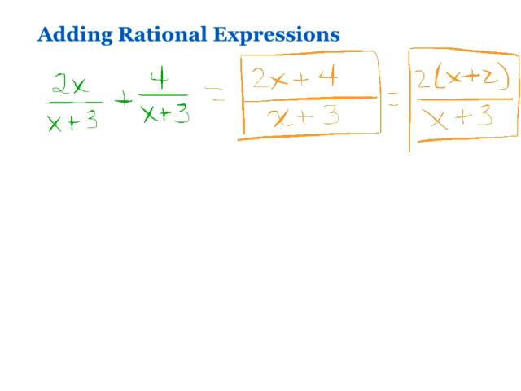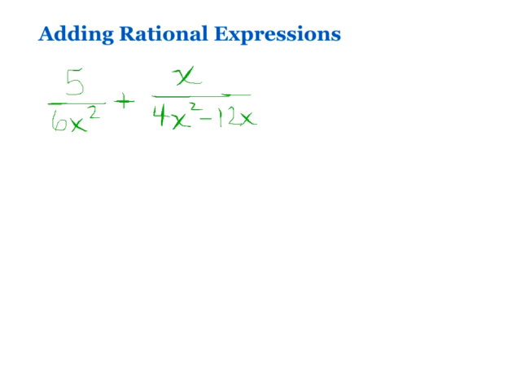Okay, so that's a pretty easy example because we already had common denominators in our fractions. But how about this one? Now we're looking at a problem where we have 5 over 6x squared plus x over 4x squared minus 12x. Now we have unlike denominators, and so our first step is going to have to be to get an LCD.